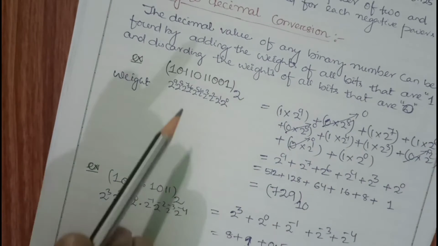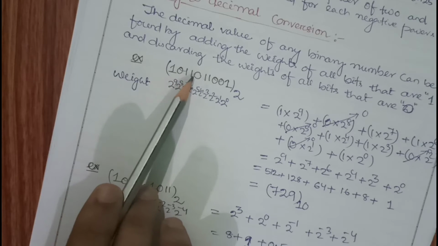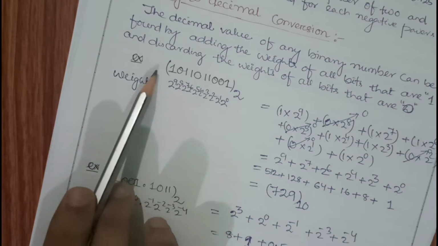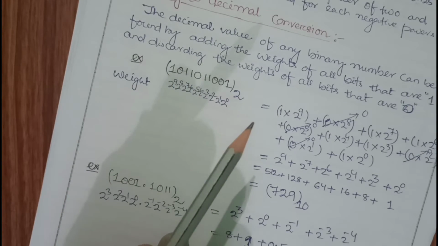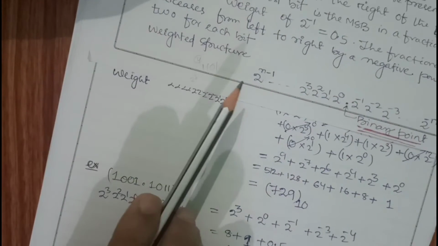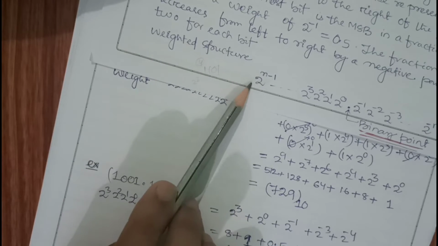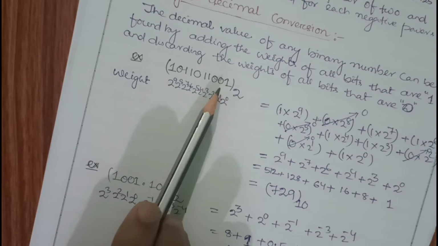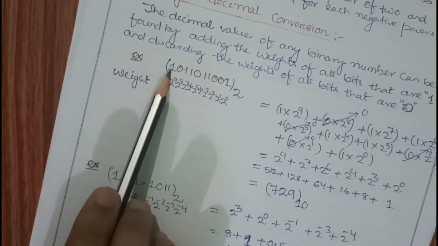So you can see over here, I have 1, 2, 3, 4, 5, 6, 7, 8, 9, 10 bits. Since I have 10 bits, the maximum power that I can write is 2 power n minus 1, meaning 2 power 10 minus 1, which is 2 power 9. So this value will be 2 power 9. You start from 2 power 0, and automatically you will reach 2 power 9.